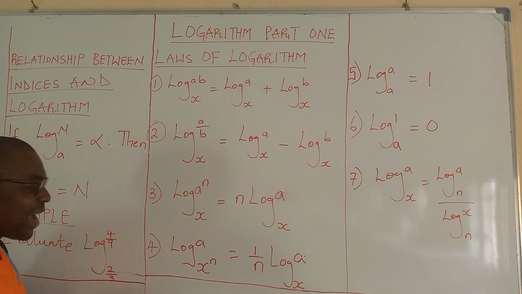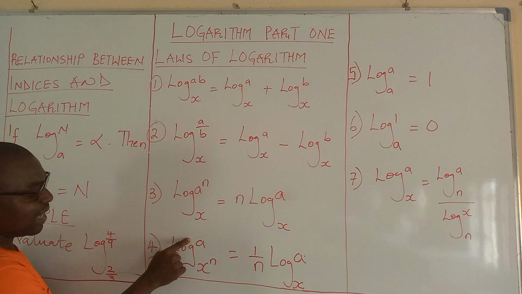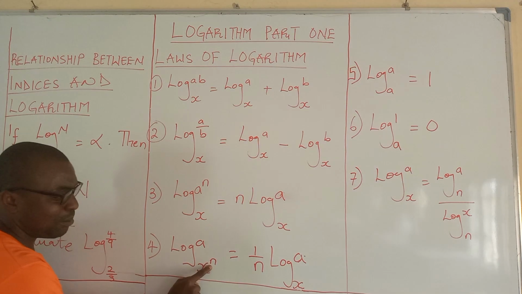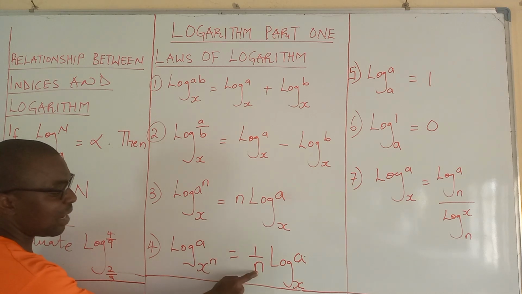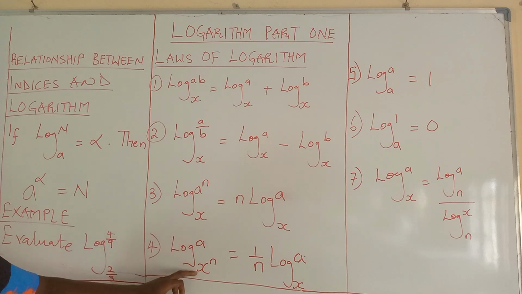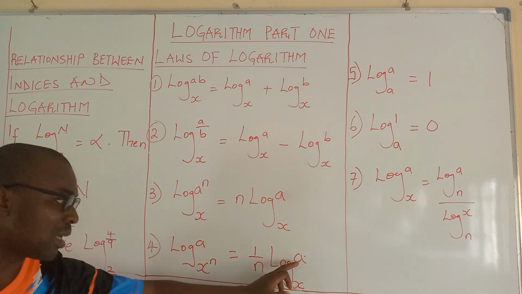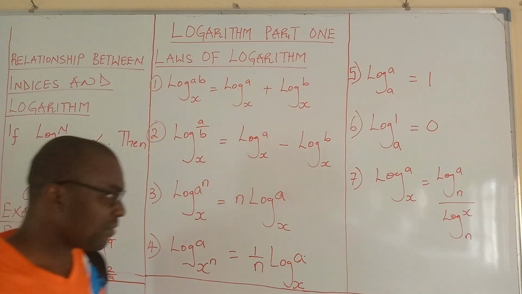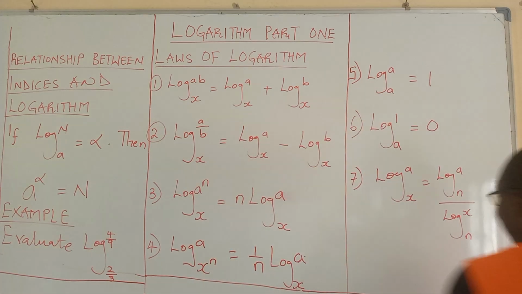Here we have a power in the base. So log A base x raised to power n. When there is a power in the base, the answer is simply 1 over that power, then the log of that number. So log A base x raised to power n is simply equal to 1 over n log A base x. And then number 5, log of a number to the same base.